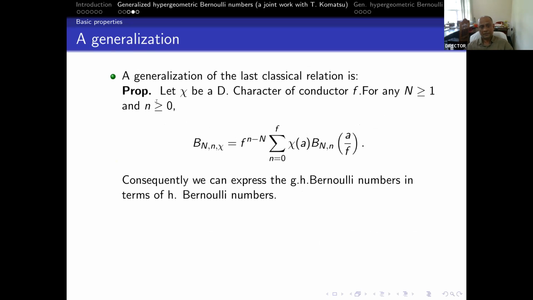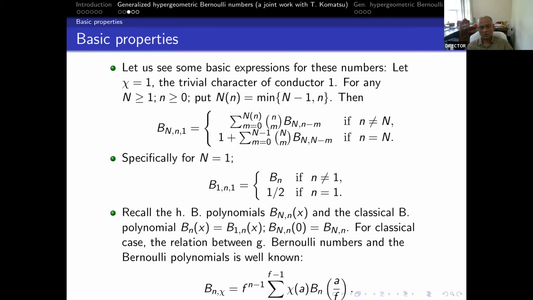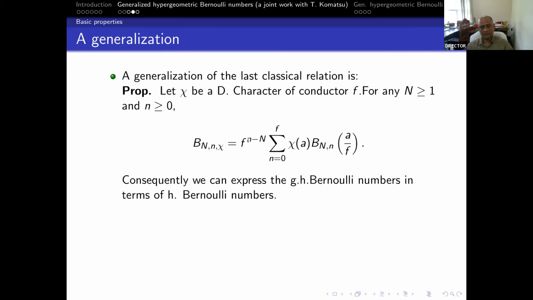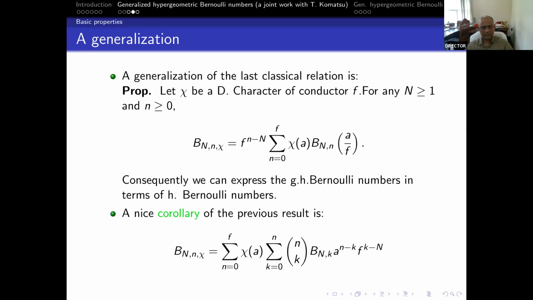So this is a proposition: if χ is a Dirichlet character of conductor f, then for any natural number N and any positive integer n, you can write B_{n,N}(χ) in terms of B_{n,N}(a/f). So this is an exact generalization of the previous one, the classical ones. So we get back this relationship between the generalized hypergeometric Bernoulli numbers and hypergeometric Bernoulli numbers in this way. It's not difficult to prove these things, so I'm not going into any of the proof.